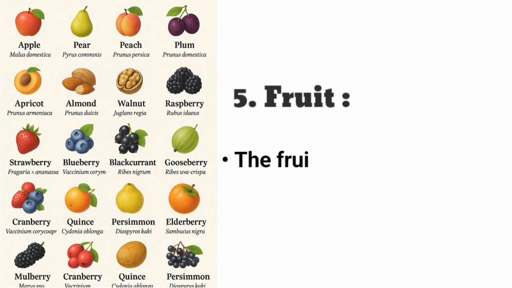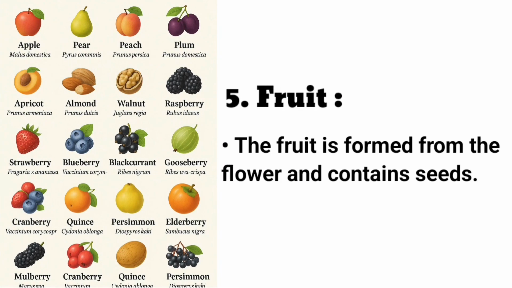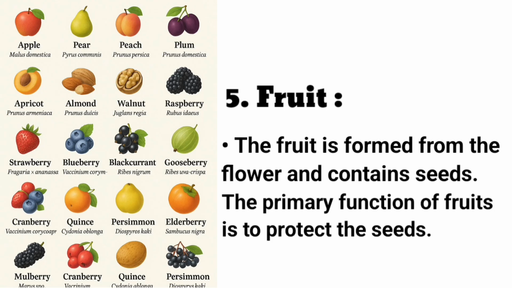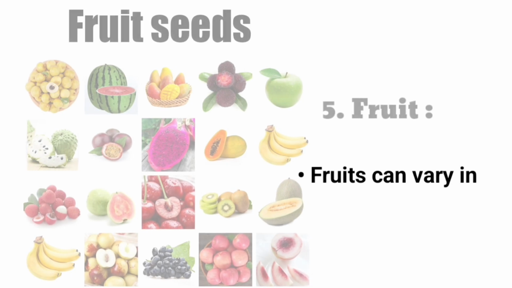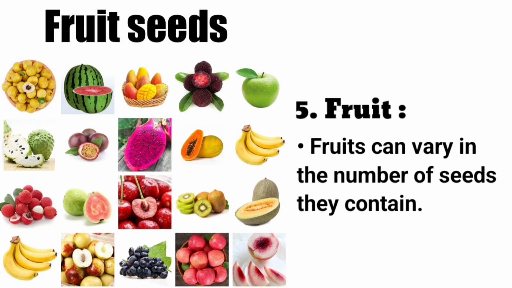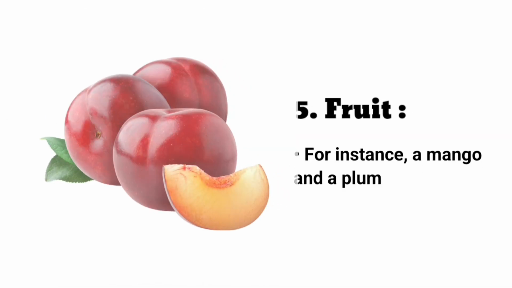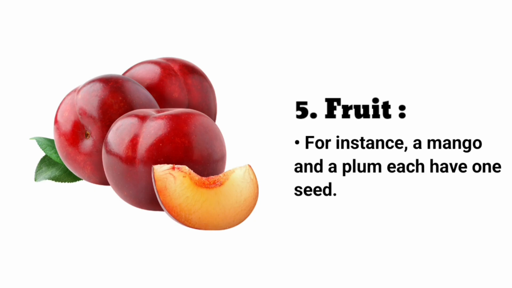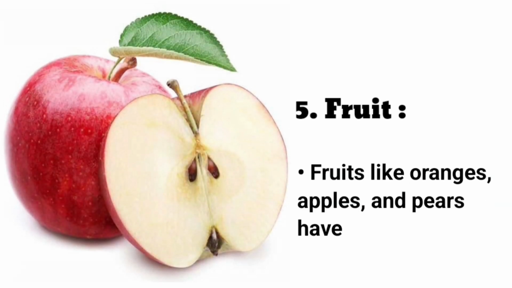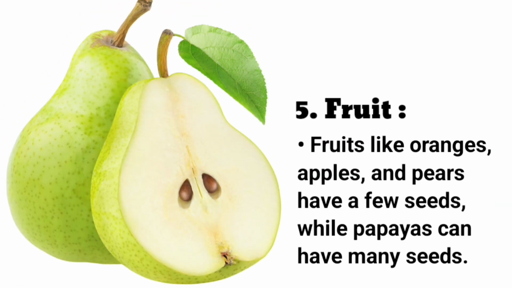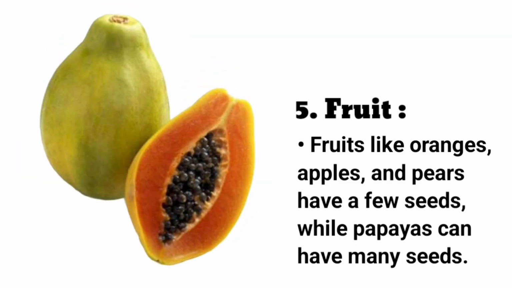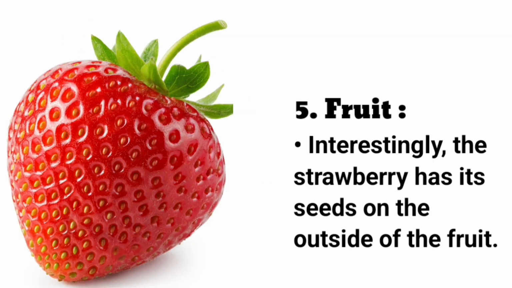Next, fruit. The fruit is formed from the flower and contains seeds. The primary function of fruits is to protect the seeds. Fruits can vary in the number of seeds they contain. For instance, a mango and a plum each have one seed. Fruits like oranges, apples and pears have a few seeds, while papayas can have many seeds. Interestingly, the strawberry has its seeds on the outside of the fruit.